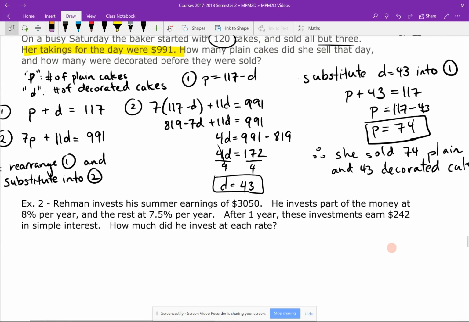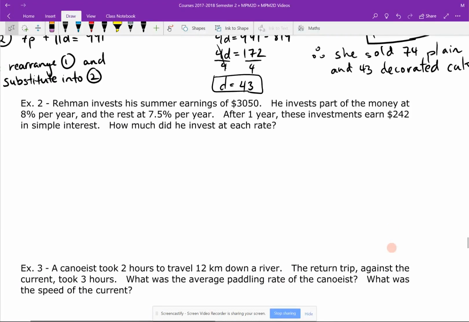So let's look at example number 2. Raymond invests his summer earnings of $3,050. He invests part of the money at 8% per year and the rest at 7.5% per year. After 1 year, these investments earned $242 in simple interest. How much did he invest at each rate?